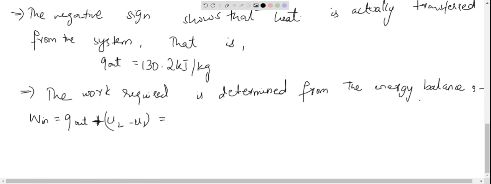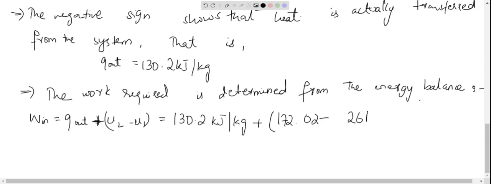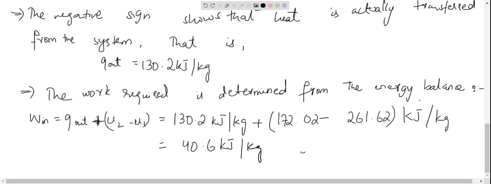So now putting the values, Q out is 130.2 kilojoule per kg plus U2, that is 172.02, minus 261.62, that is our U1. Their units are kilojoule per kg. So by solving this, the work we have to determine is 40.6 kilojoule per kg. So this is our required answer.